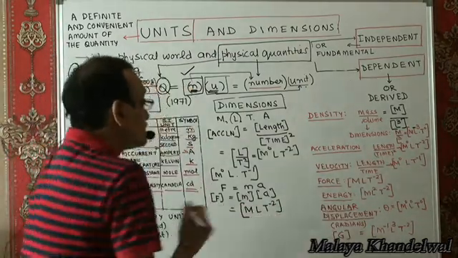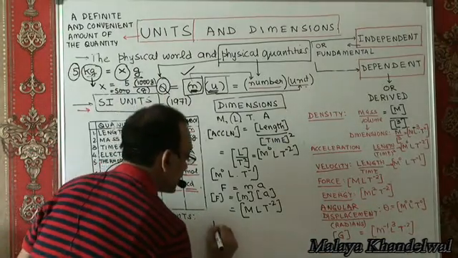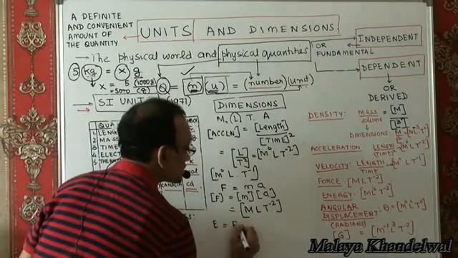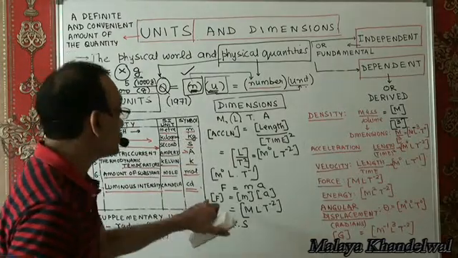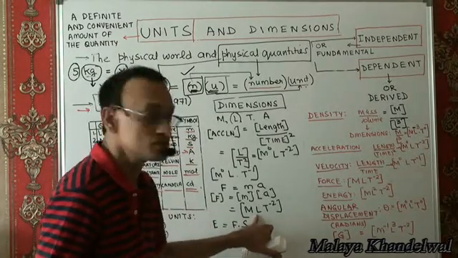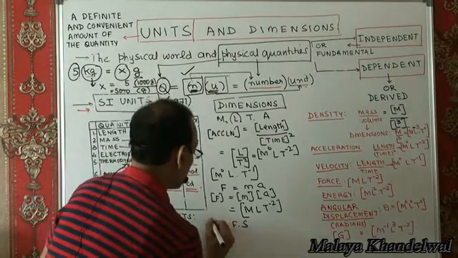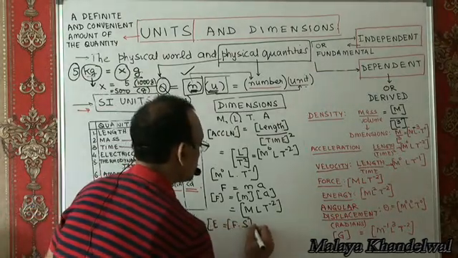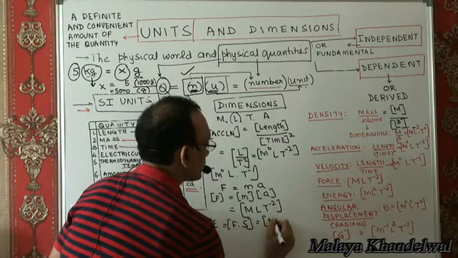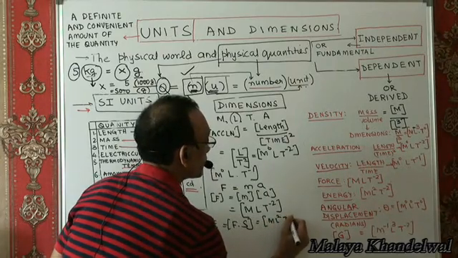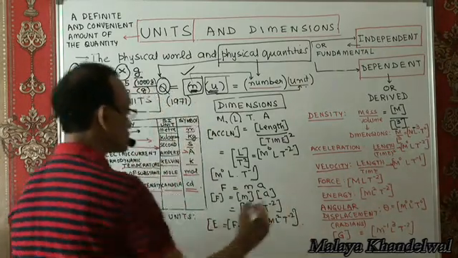Look at energy. Energy is what? Energy is force into displacement. So these are the dimensions of force, and multiply it with dimensions of displacement, which is length. This will then have dimensions M L squared T to the power minus 2. These would be the dimensions of energy.